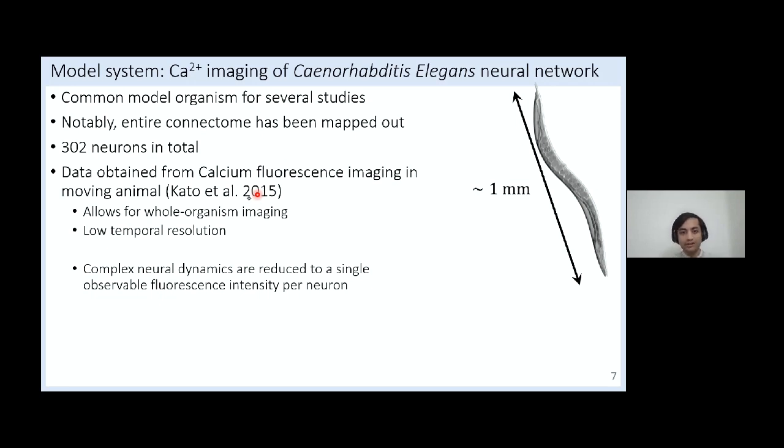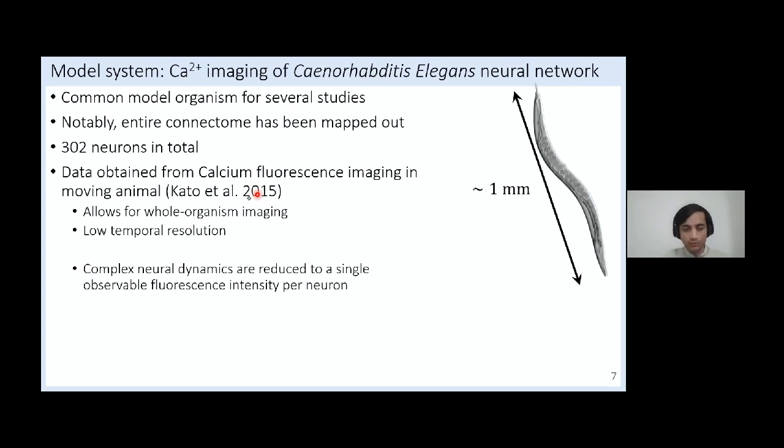The neurons themselves, which are generating these spikes, have complex dynamics of their own. They receive signals, they integrate signals in certain ways, and then they have their own internal dynamics of various ions by which they eventually decide when to send a signal. All those dynamics are just getting reduced to a single observable variable, which is just the fluorescence intensity of these calcium ions, right? And this point is going to be crucial later on.